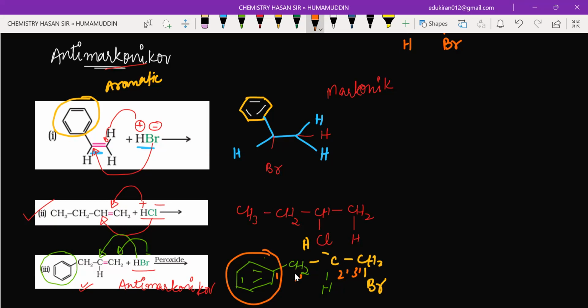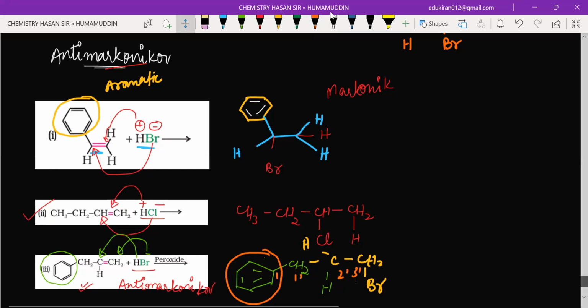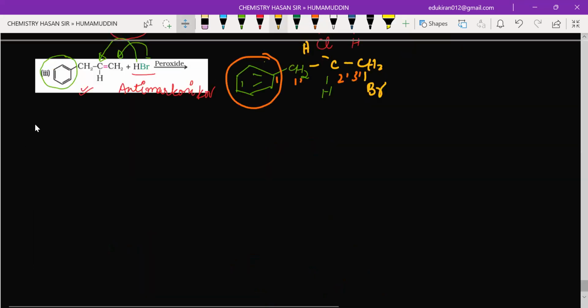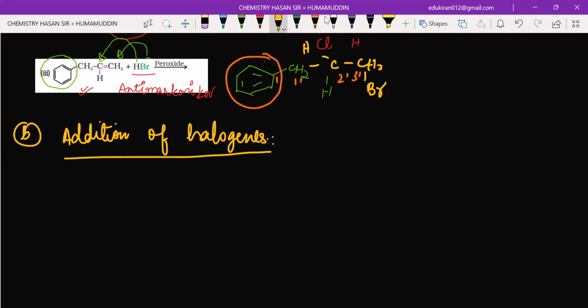Now see the next part of this from alkenes we are going to do. It's very simple. The B part from alkenes, that is addition of halogens. This is part of alkene. That means you are directly going to add halogens to alkene. So if you have any alkene like this, and you need to add halogens directly, there is a reaction. You are going to add Br2 in the presence of CCl4.